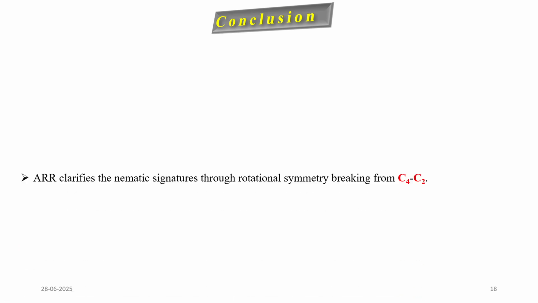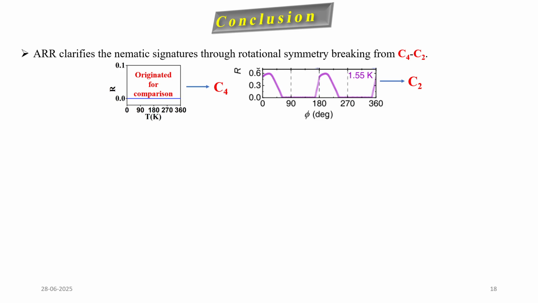So the conclusion is that the angle-resolved resistance clarifies the nematic signatures through rotational symmetry breaking from C4 to C2. This is the comparison. In the complete C4 rotation, the resistance is zero. Basically, this is not T_K, this is phi. So if you rotate the crystal, the resistance is completely zero.